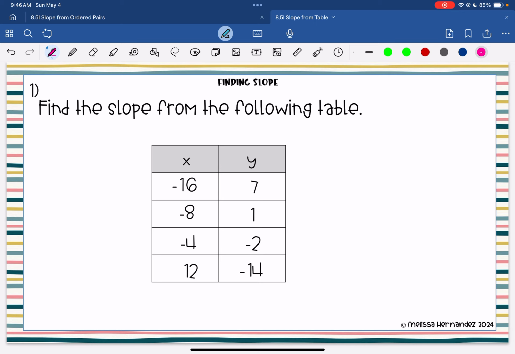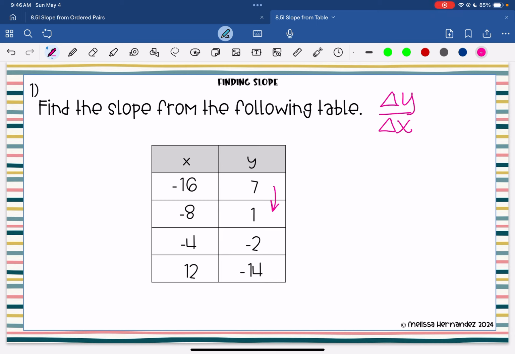Today's video, we're going to focus on finding slope from a table. Slope describes how steep a line is. I remember hearing as a kid, slope was rise over run. What that really means is it's your change in y over your change in x. So let's get started. All of these x and y values are just ordered pairs from a graph.